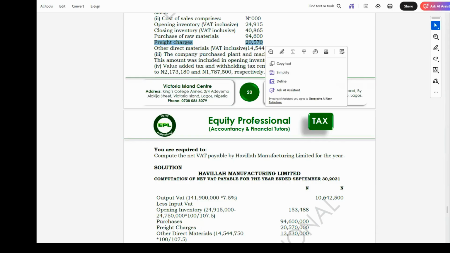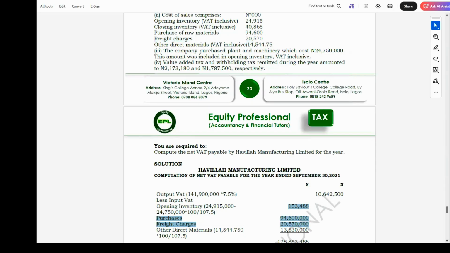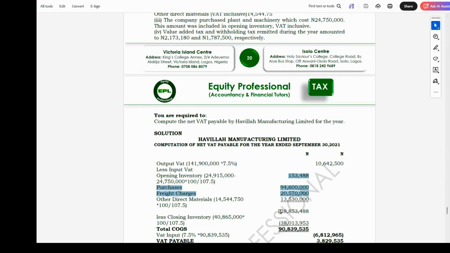114,544 multiplied by 100 divided by 107.5. All this will be added together to get our total purchases, which will give us 128,853,488. Then you are going to less your closing inventory.